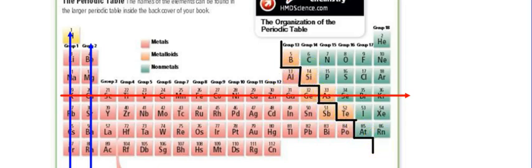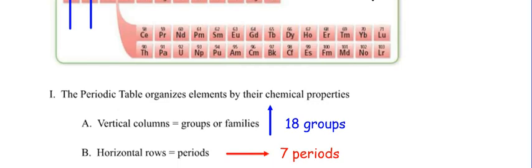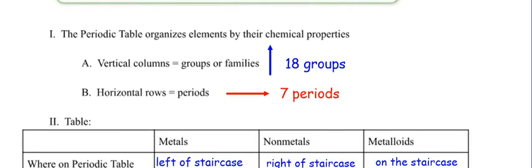And what this staircase does, in a sense, is separate the metals and the nonmetals. And if you look closely at the color on this periodic table that I have, that orange is your boundary, okay? And that orange is your metalloids, and they have properties of either metals or nonmetals, okay?